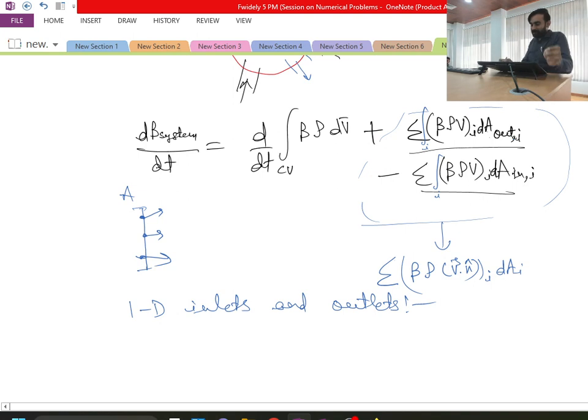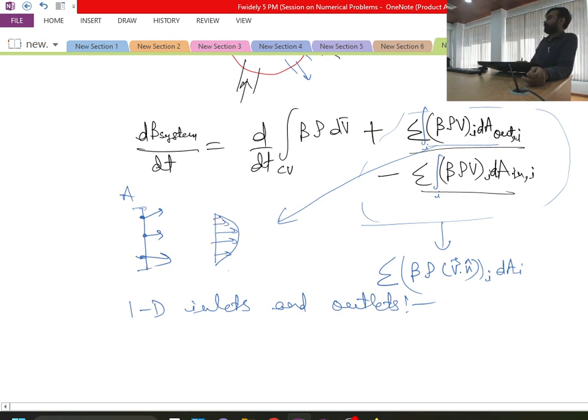When I am considering the formulation which I have specified over here, if this is my inlet, at this inlet I can have any random variation of velocity, for example some parabolic type of velocity variation. When I am referring to the 1D inlet and outlet, the meaning is that over the entire area I will be having the same value of velocity. I have the same value of velocity at different portions of this inlet. Point is clear?